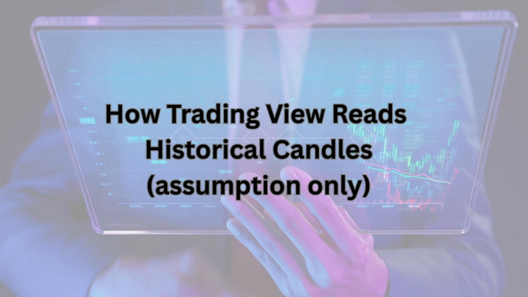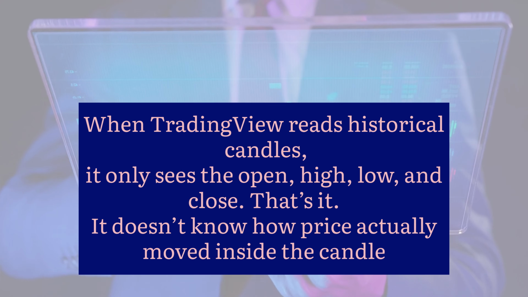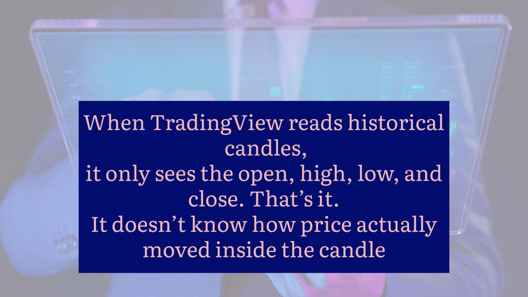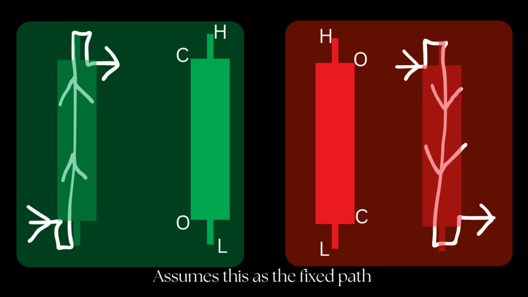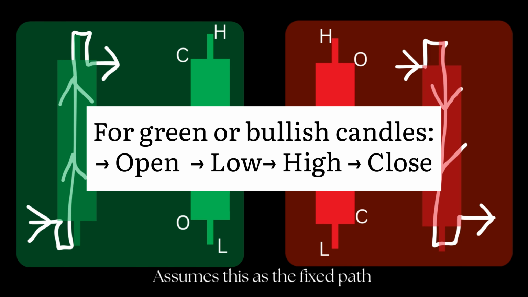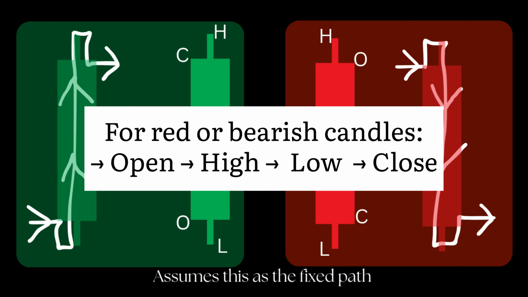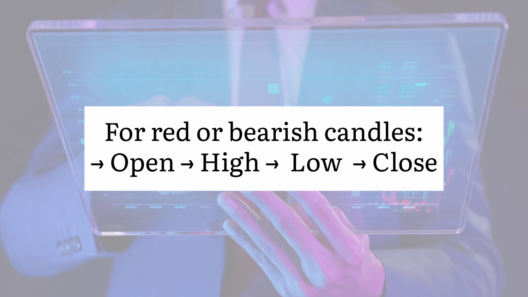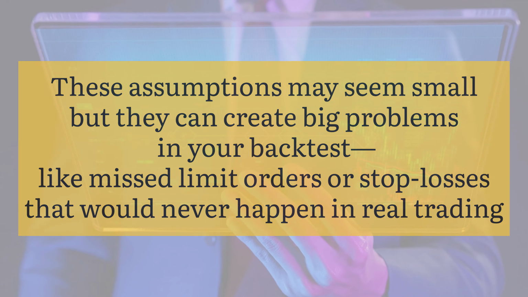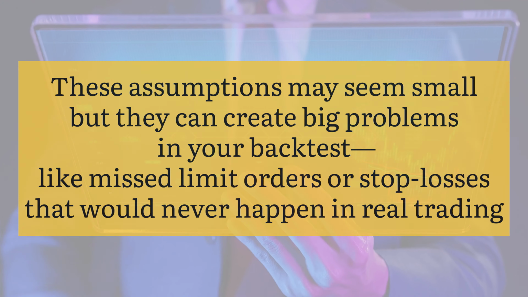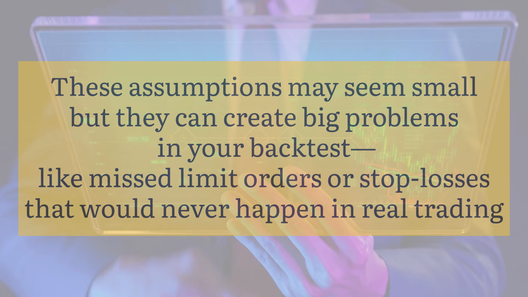How TradingView reads historical candles: assumptions only. When TradingView reads historical candles, it only sees the open, high, low, and close. That's it. It doesn't know how price actually moved inside the candle. So by default, it assumes a fixed path based on candle color. For green or bullish candles, open to low, then high, then close. For red or bearish candles, open to high, then low, then close. These assumptions may seem small, but they can create big problems in your backtest, like missed limit orders or stop losses that would never happen in real trading.